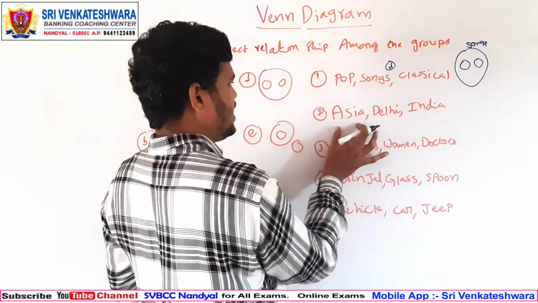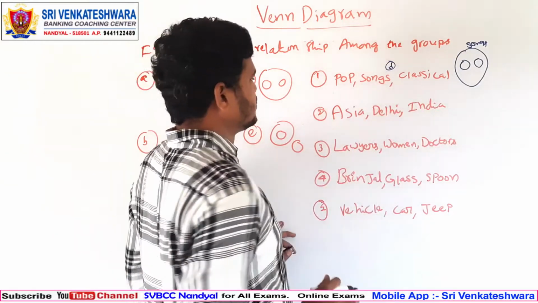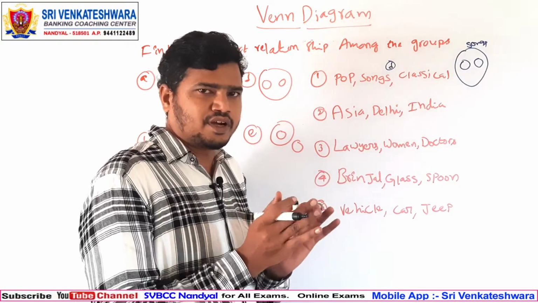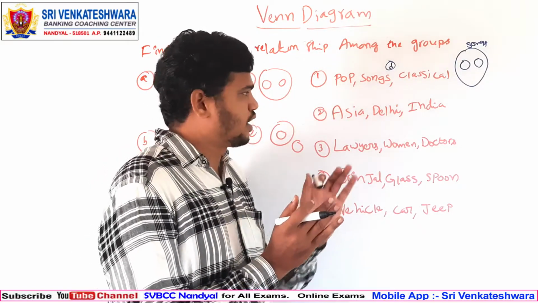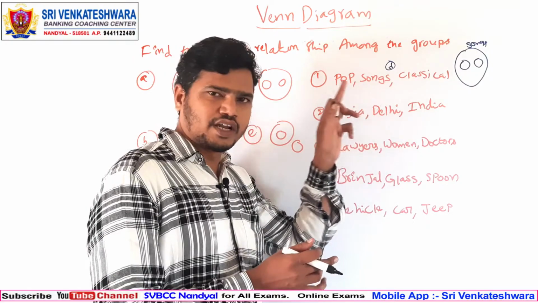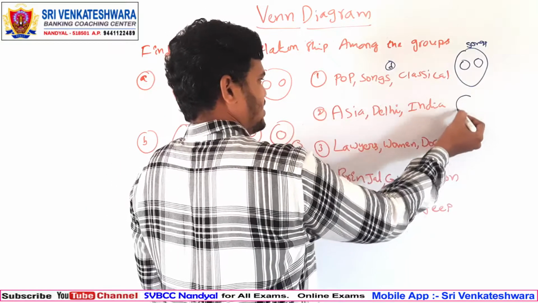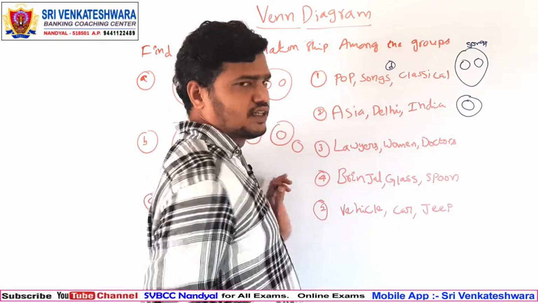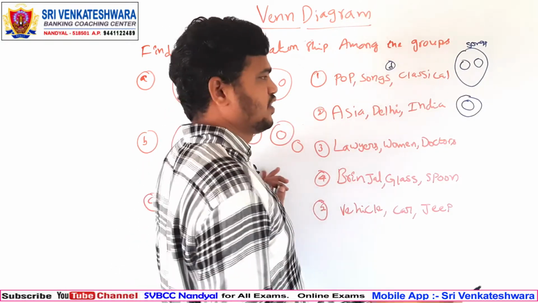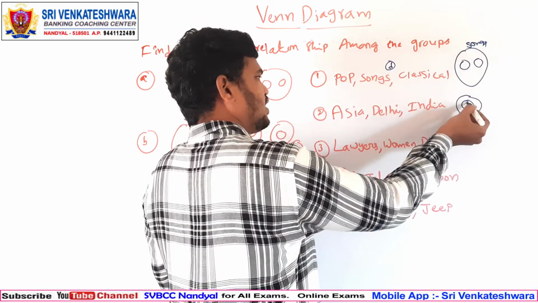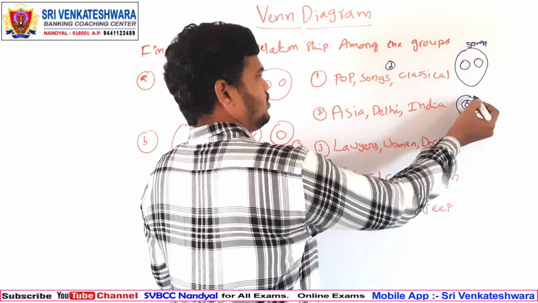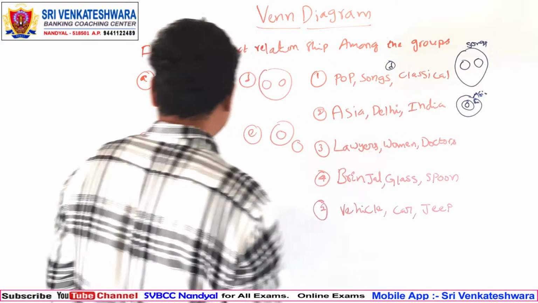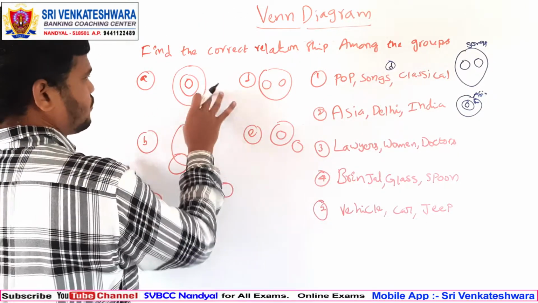Next, Asia, Delhi, India. Asia is called a group of countries. In that, India is one of the countries. So first of all, Asia, India is one of the countries. Delhi, what is Delhi? The capital of India, nothing but one of the cities in India. So this is Asia, India, Delhi. Which option is correct here? Option A.